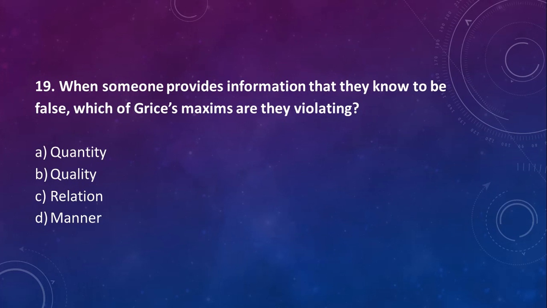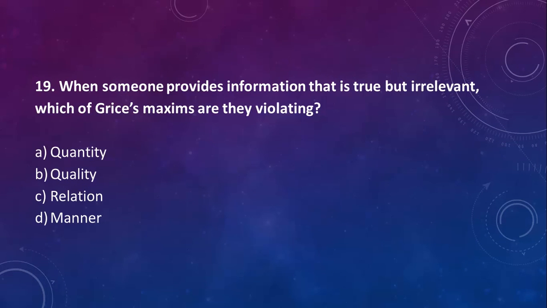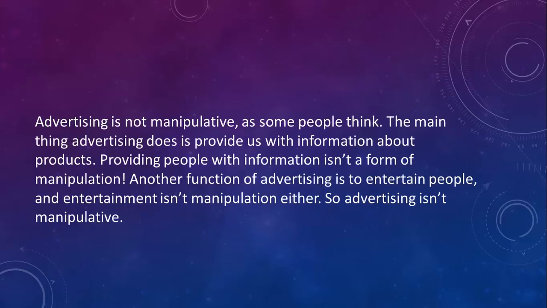All right, so when someone provides information that they know to be false, which of Grice's maxims are they violating? Quality. Yeah. Okay. When somebody provides information that is true but irrelevant? Relation. Yeah? Okay.